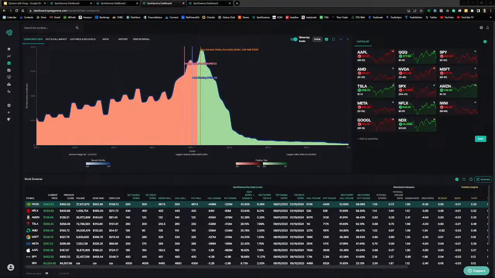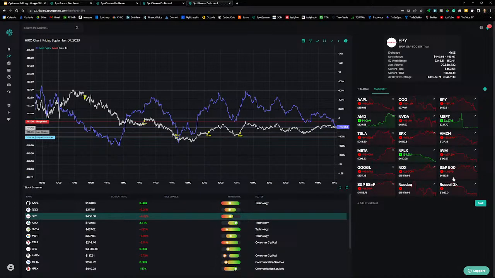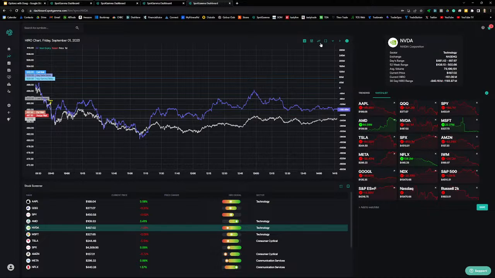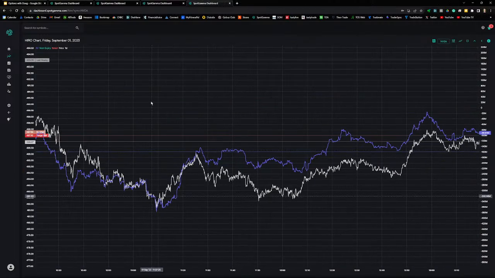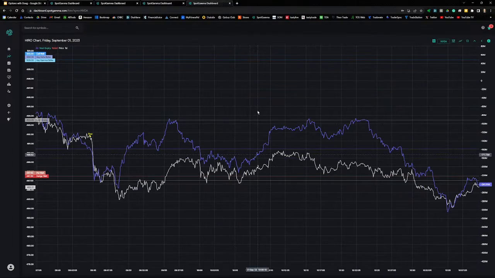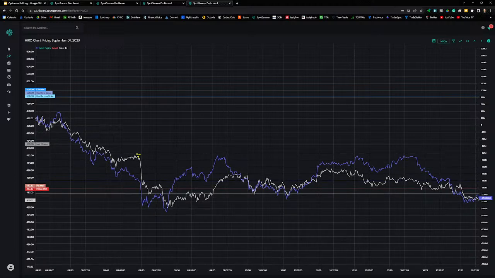All right, so let's take a look at NVIDIA now. We'll go to Hero. So this is called a call gamma unwind. This is a very reliable setup. So let's go to NVIDIA. I'm going to zoom in. So notice pretty much from the open, maybe 5 minutes after the open, traders start taking negative delta positions.